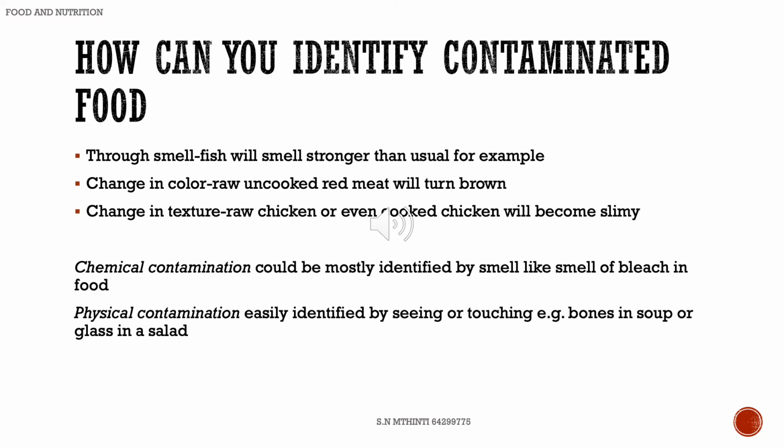Chemical contamination could be mostly identified by the smell of chemicals in food, or maybe even you could see that it starts burning somewhere somehow. And physical contamination can be easily identified by seeing or touching. For example, bones in soup or glass in salad. These you can see by just looking.